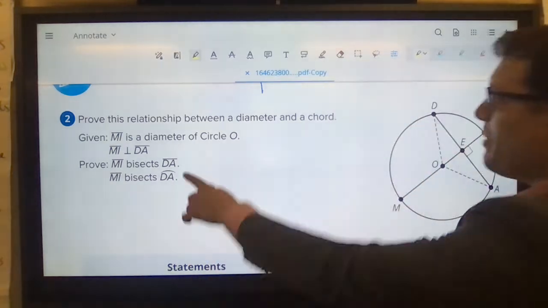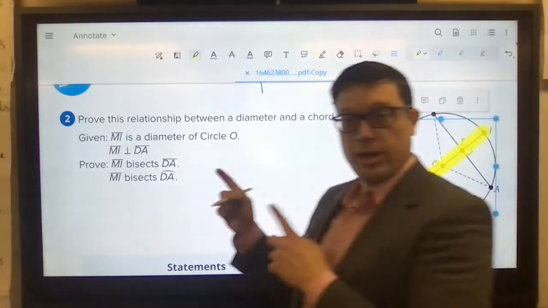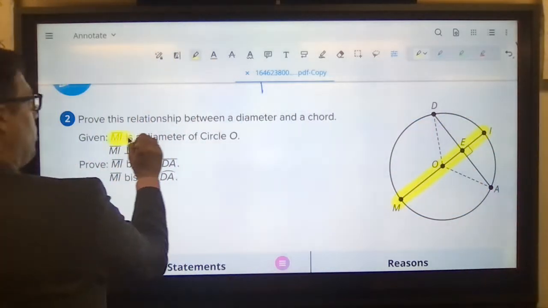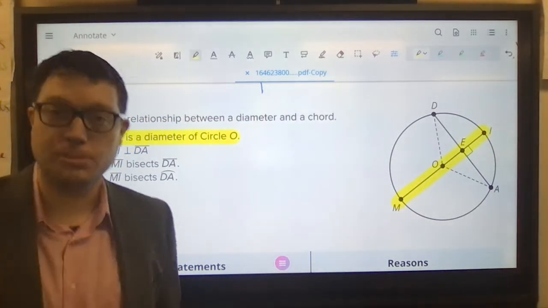MI is the diameter of circle O. I'm going to highlight MI, and then I'm going to go over here to the given and highlight that statement too. I want to make sure that I see those two things. They are visible, I can use them, and I can do something with them.